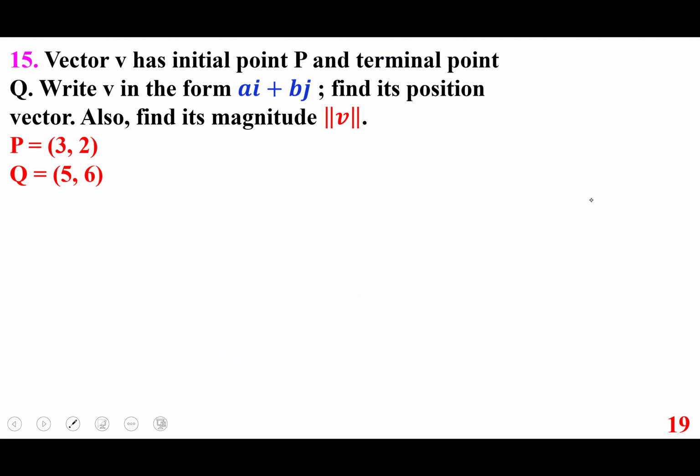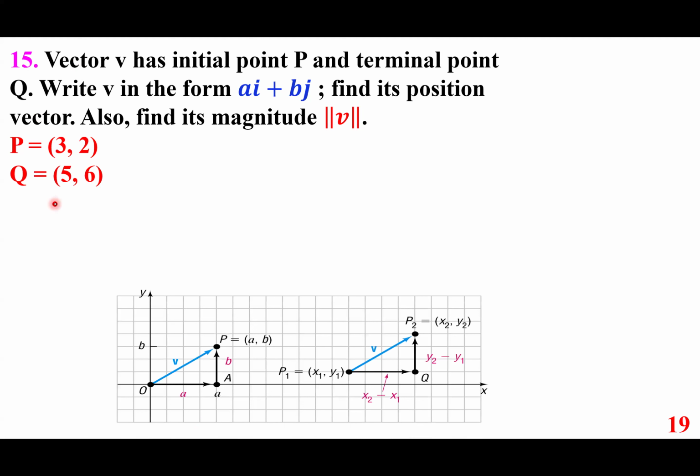All right, now let's switch gears. Vector v has initial point P and terminal point Q. Write v in the form ai plus bj. Find its position vector. Also find its magnitude. This is called the magnitude. P has coordinates (3, 2). Q has coordinates (5, 6). So let's go over the concept.